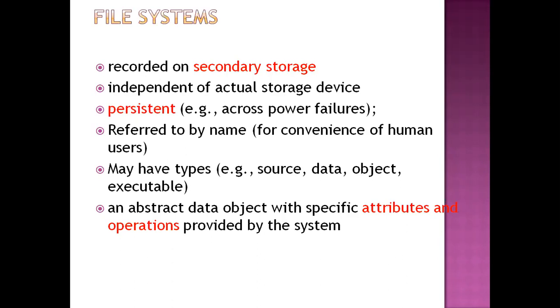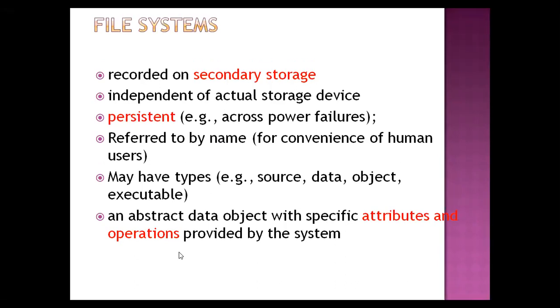And as we have discussed earlier, the files will be of different types like source, data, object, executable. And every file will be identified by a particular name which is given by the user itself for convenience of user. And one more thing, every file is associated with some set of attributes and operations which are provided by the system. So we are going to see what are the attributes and what are the operations that you can do on a particular file.